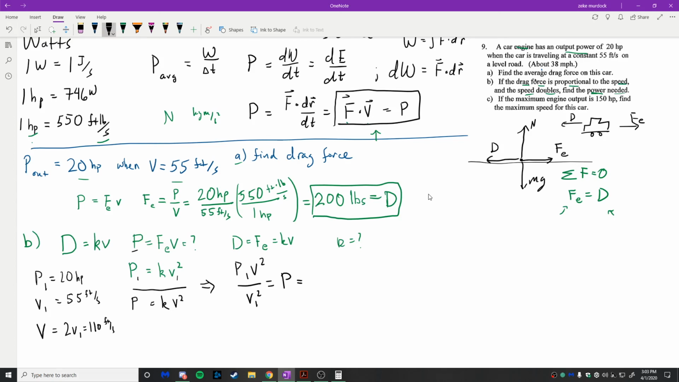And if we do that, we use the values from the first part. If we do it this way, we don't even need to convert. So we'll do 20 horsepower, and we'll multiply by V, which is 110. We've got to square that one. And we divide by 55, and we've got to square that one too. I'm pretty sure this is basically like 2V over V, squared, so it's going to be 4. I think it's going to be 80.